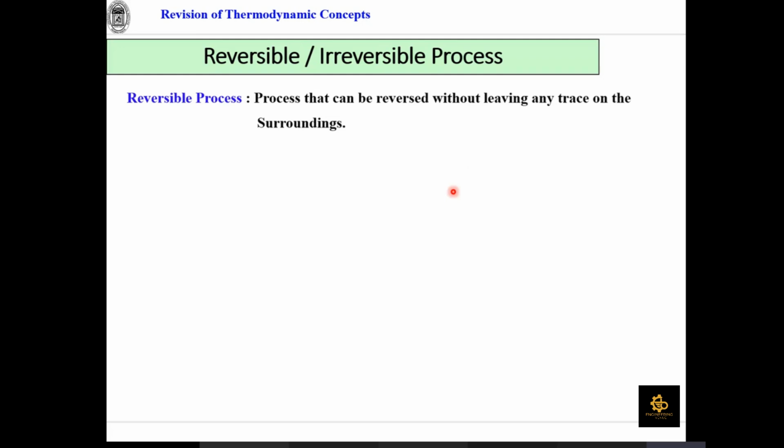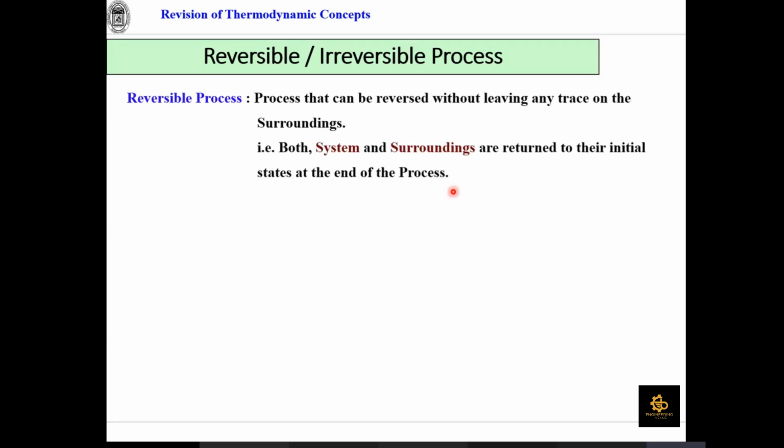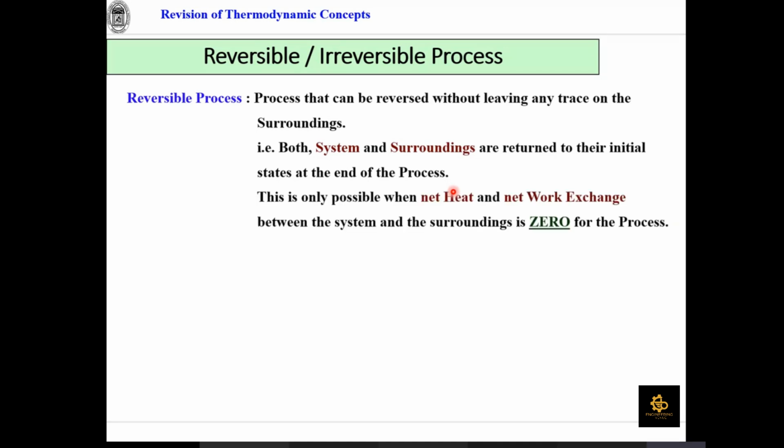Okay. A reversible process is one that can be reversed without leaving any trace on the surroundings. So any process that can go from state 1 to state 2 and back we can call a reversible process, but it is an ideal process. It cannot happen in your daily life. Most of the processes are irreversible, okay. Both system and surroundings are returned to their initial state at the end of the process. That is called a reversible process, and this is only possible when the net heat and net work exchange between the system and surroundings is zero for the process, okay.